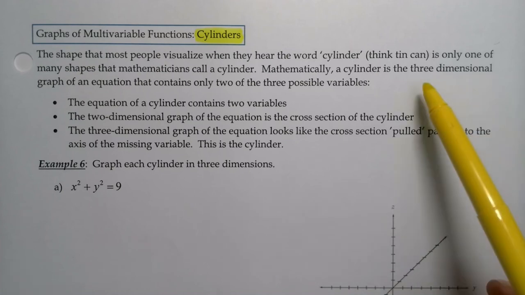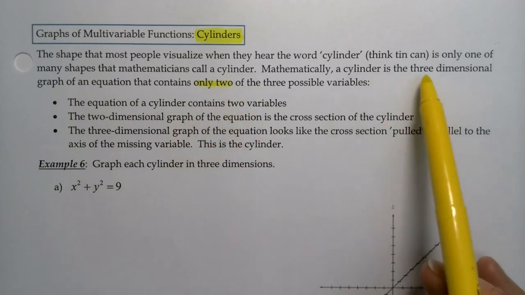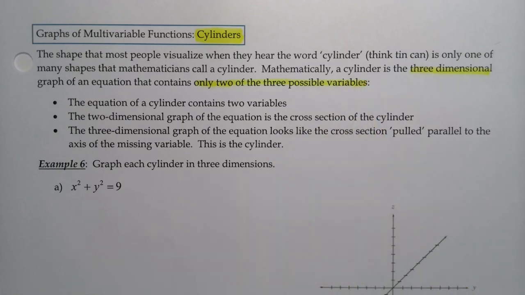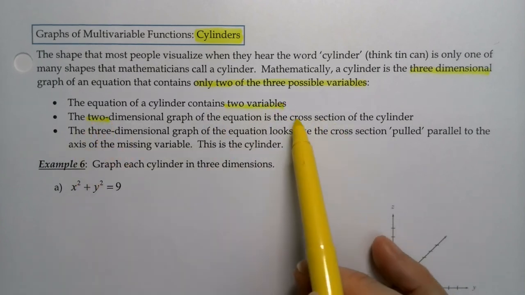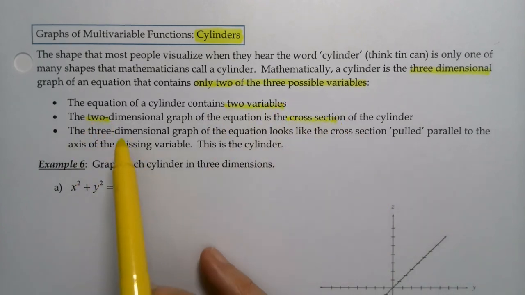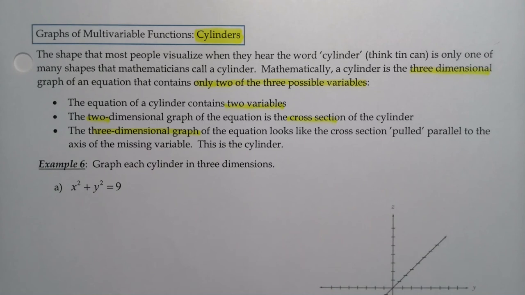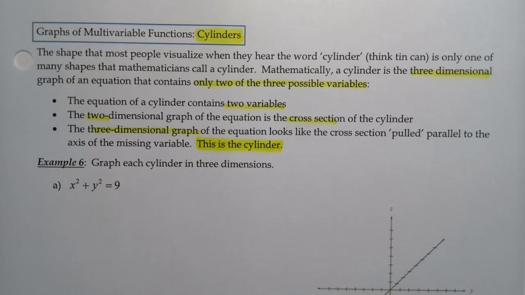Mathematically, a cylinder is actually any three-dimensional graph of an equation that contains only two of the possible three-dimensional variables. So an equation of a cylinder contains two variables. The two-dimensional graph is a cross-section of that cylinder, and the three-dimensional graph of the equation looks like the cross-section, but it's pulled parallel to the axis of the missing variable. This is the cylinder. This is what a cylinder is. So it's not what you think of from geometry class and from looking at tin cans in the store.